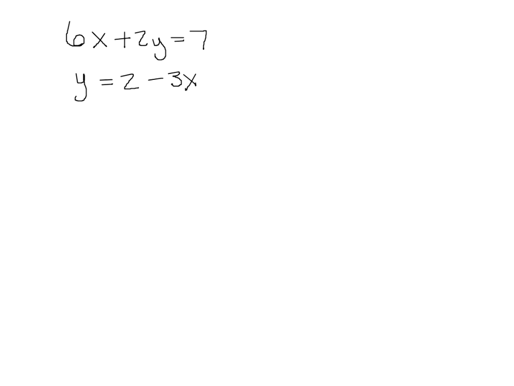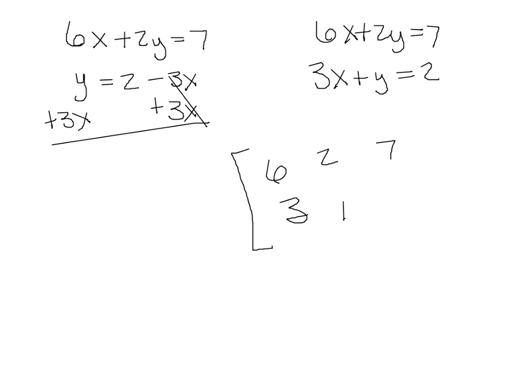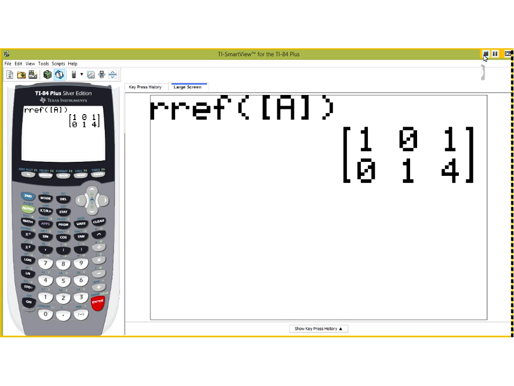Okay, now this one is not quite in the right form. It's got y on one side, but it's got x on the other. So I'm going to begin by making it look like the other equations. So I get 6x plus 2y equals 7, and I get 3x plus y equals 2. So that cancels over there. Okay, now I'm ready for my matrix. 6, 2, 7, 3, 1, 2. And that's what I put into my calculator.